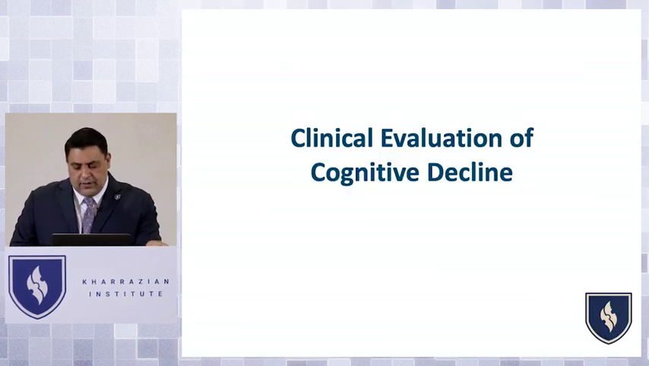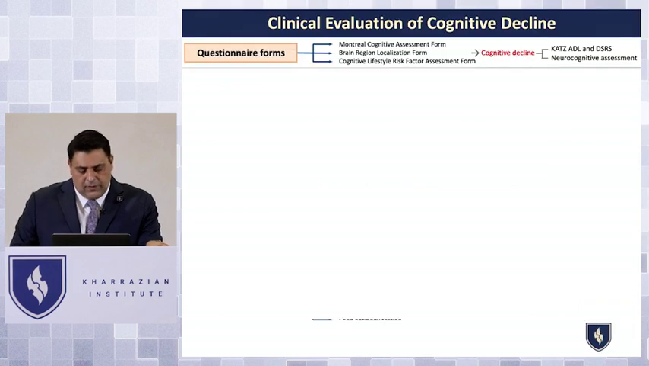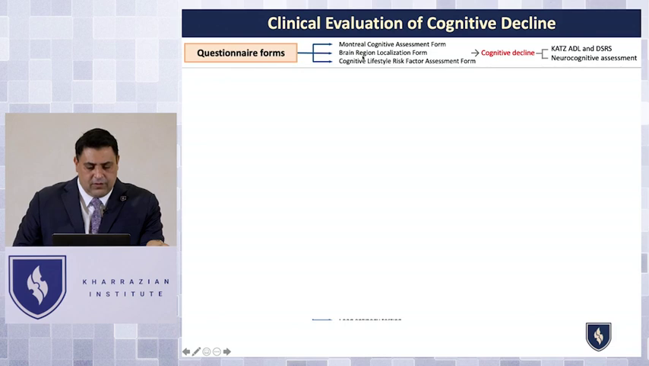So to start with, one of the things to do is really start with the questionnaire forms. So this is a chart, and we'll go through different regions of this, but starting with the questionnaire form. And with the questionnaire form, we have Montreal Cognitive Assessment Form, Brain Region Localization Form, Cognitive Lifestyle Risk Assessment Form. And if you notice they have cognitive decline, that's where you may want to do tests to look at activities of daily living, or to look at the severity of their dementia with these other forms, or you may want to do formal neurocognitive testing, or have it sent out to have formal neurocognitive testing done.